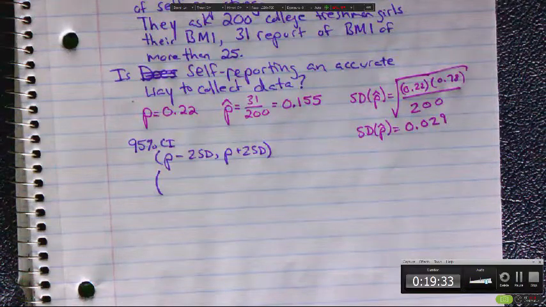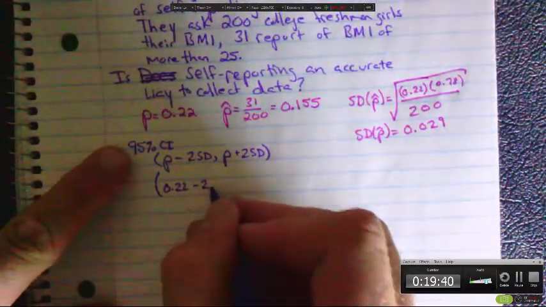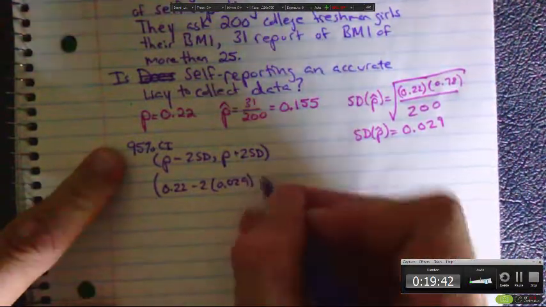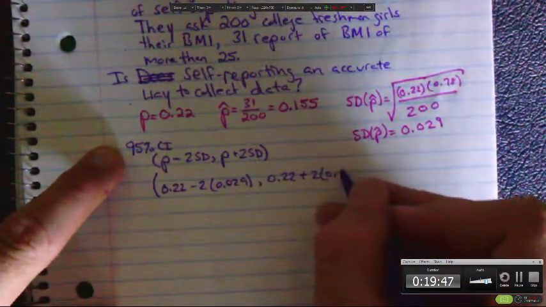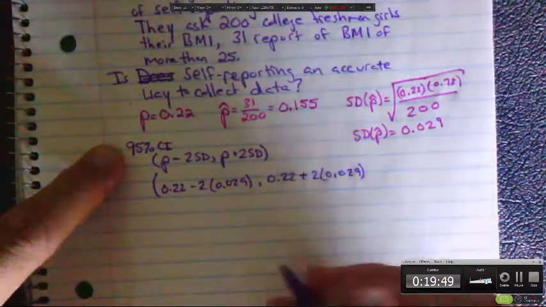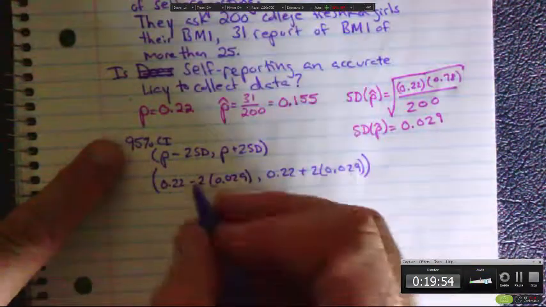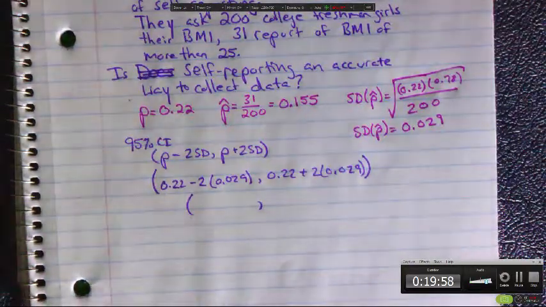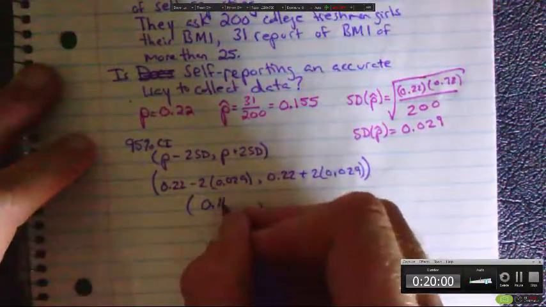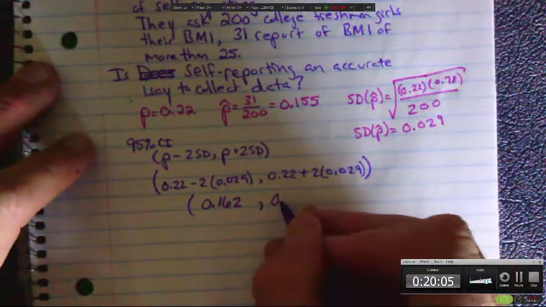Okay. So define the 95% confidence interval. We're going to do 0.22, take away 2 0.029s, and then we're going to take 22% and add 2 0.029s. So we get, anybody have this? With your minus, it's 0.162, and then if you're adding it, you're going to get 0.278.